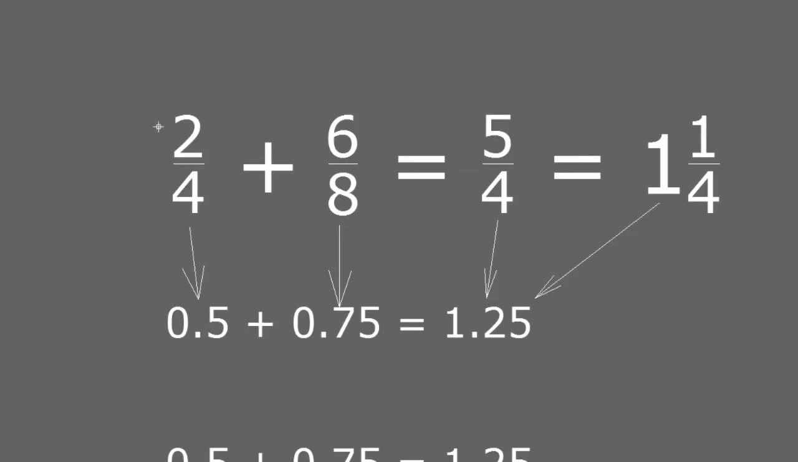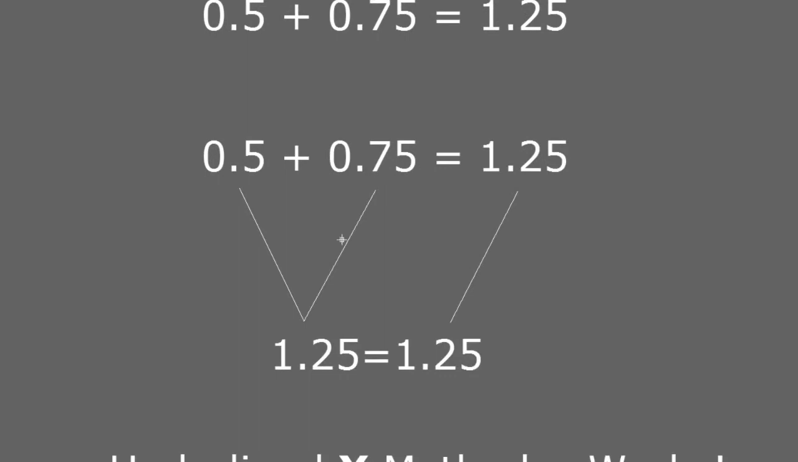And what is the same thing, 1 over 2 equals 0.5, which is the same thing as 2 over 4, also equals 0.5. 6 over 8, you could simplify it to 3 over 4, or you could just divide 6 by 8 and you get 0.75. And 5 over 4, which is the same thing as 1 1/4, equals 1.25. If I add those two together, I get that one side is 1.25, and the other side is also 1.25.